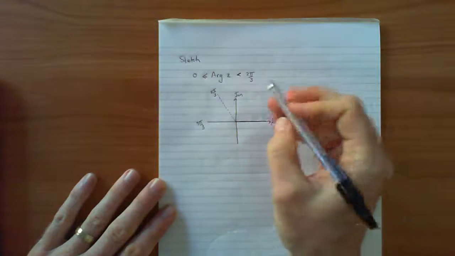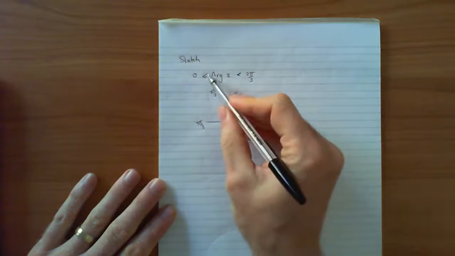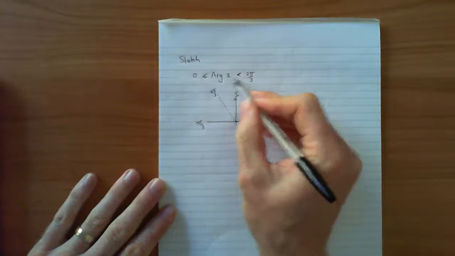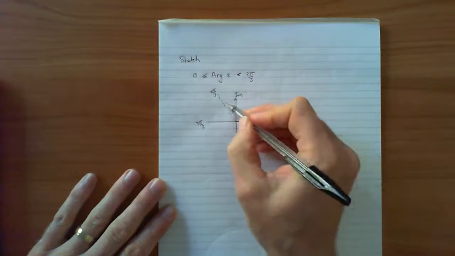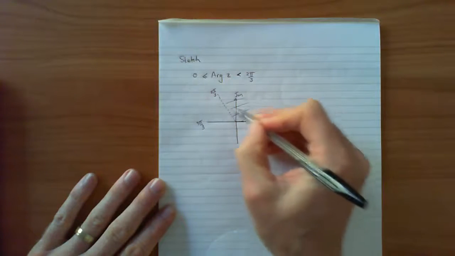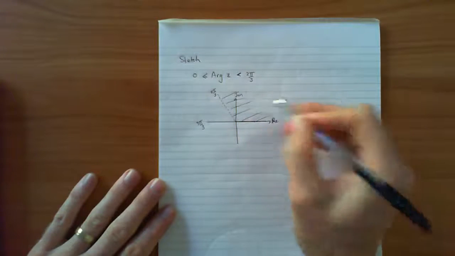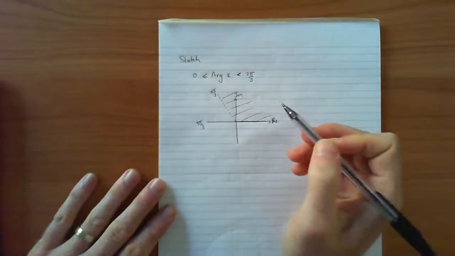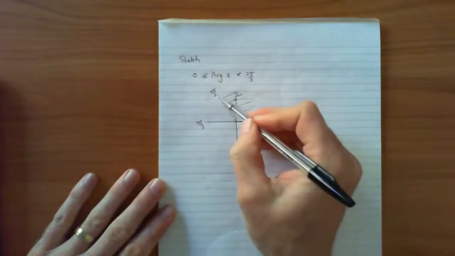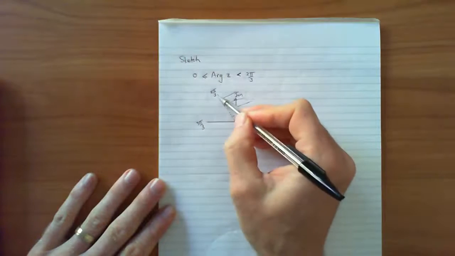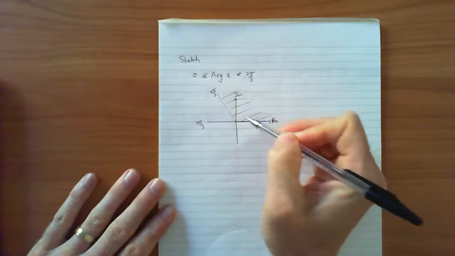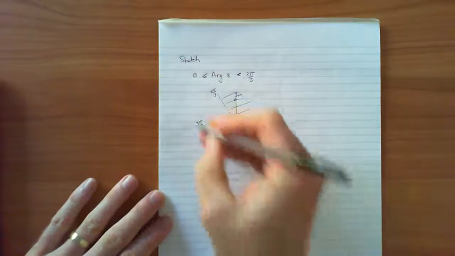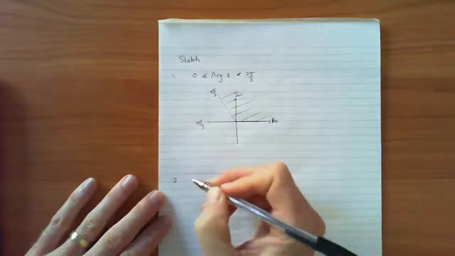And so the argument of our complex number can be anywhere between greater than 0 and less than 2 pi on 3. So the region that we require is anywhere inside that space, and so we shade it in like that. Once again, because the 2 pi on 3 is not included, we need to dot that boundary. Okay, a slightly harder one of those.